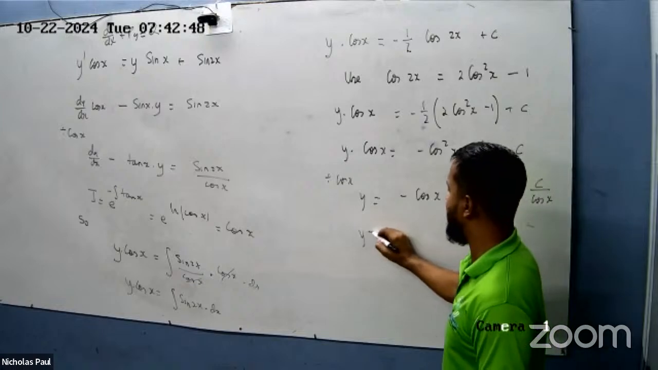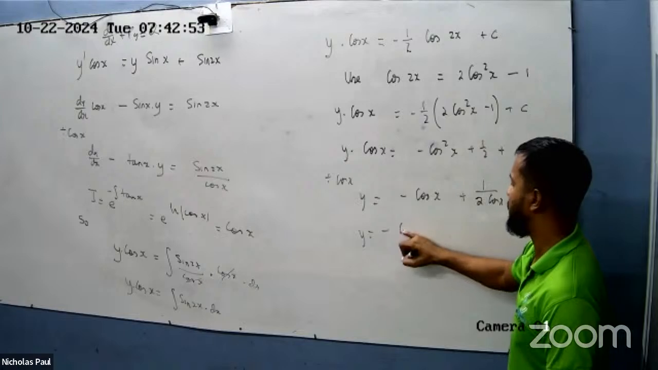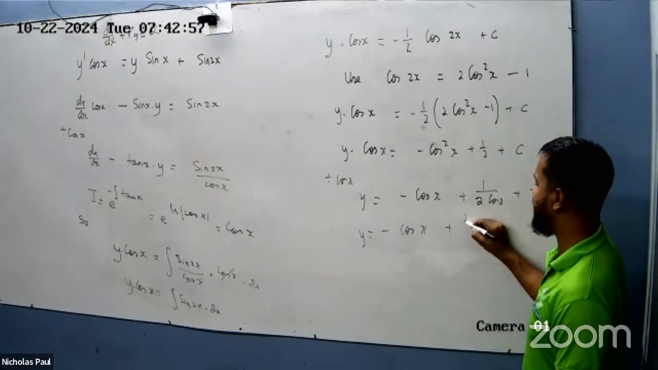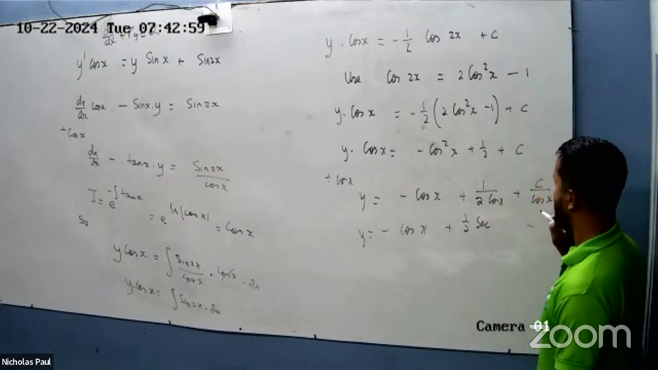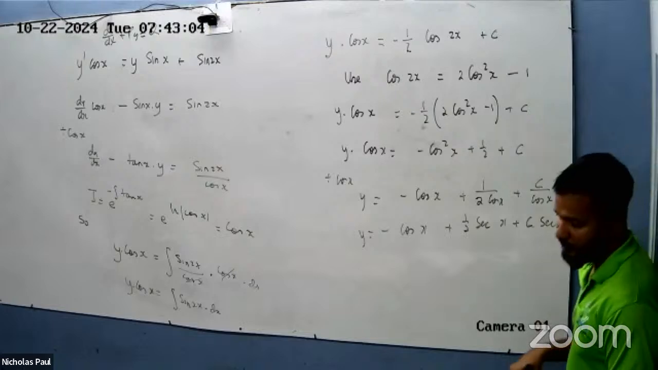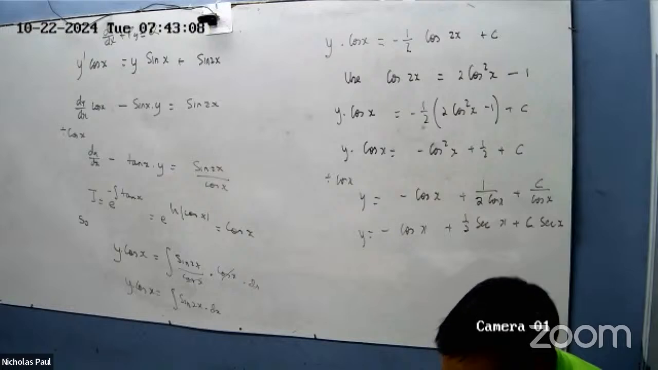Right? This will be y is minus cos x. 1 on cos x is sec x, so there's a half sec x. This here is c sec x. Right? If you look back at what they asked, I think that's exactly what they asked.